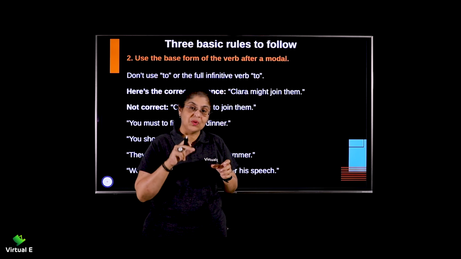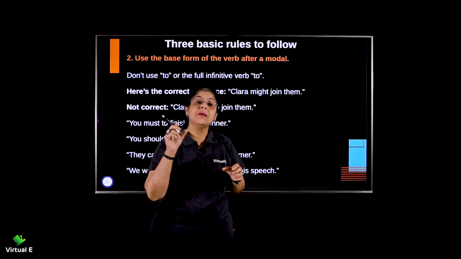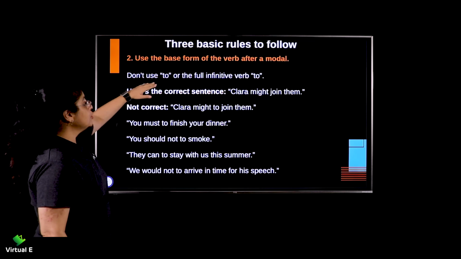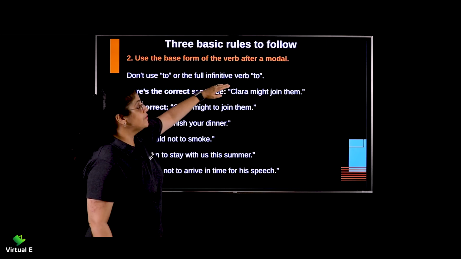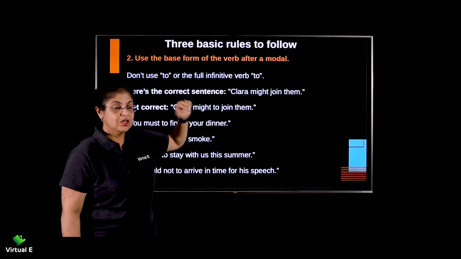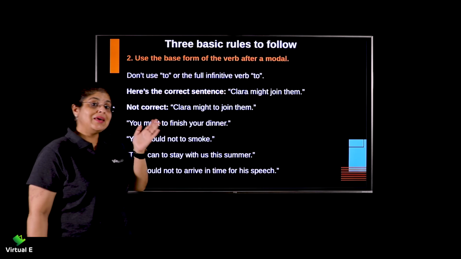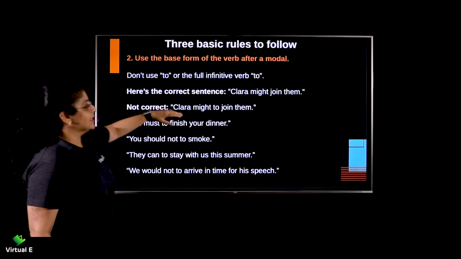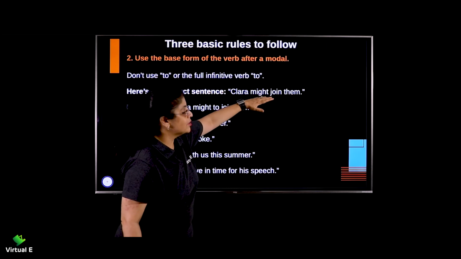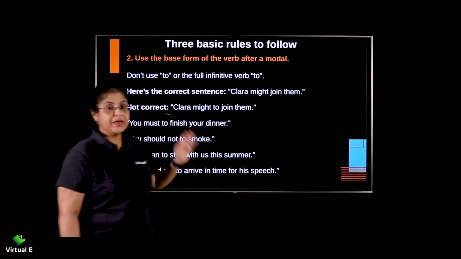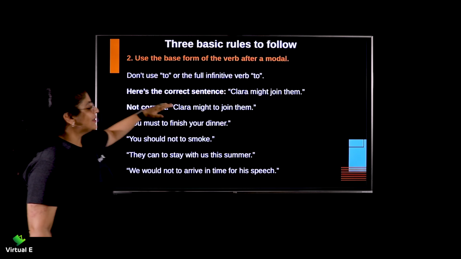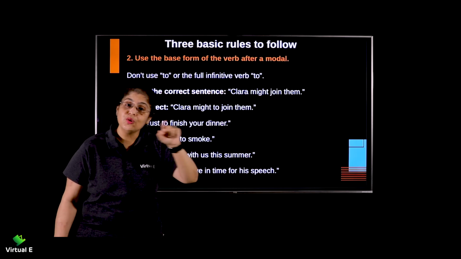Now, that main verb needs to be in its base form. What do we mean by that? Let's look at it. Don't use to or the full infinitive verb to. So, to swim: "he can to swim" is not possible. Here's the correct sentence: Clara might join them. Okay, she might join them. Not correct: Clara might to join them.